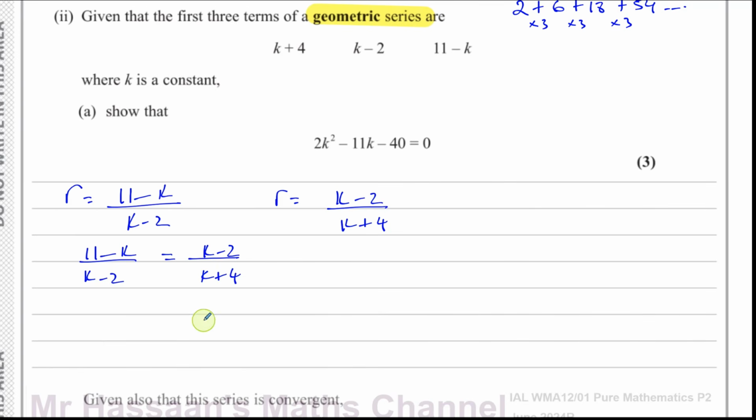So if we cross multiply both sides by k minus 2 and k plus 4, you end up with, on this side, 11 minus k times k plus 4, and on this side you end up with k minus 2 squared. So this gives you 11k plus 44 minus k squared minus 4k equals, if you square this bracket, you're going to get k squared. Then you multiply these together and double it. That's minus 4k. Then you square this last number, gives you plus 4.